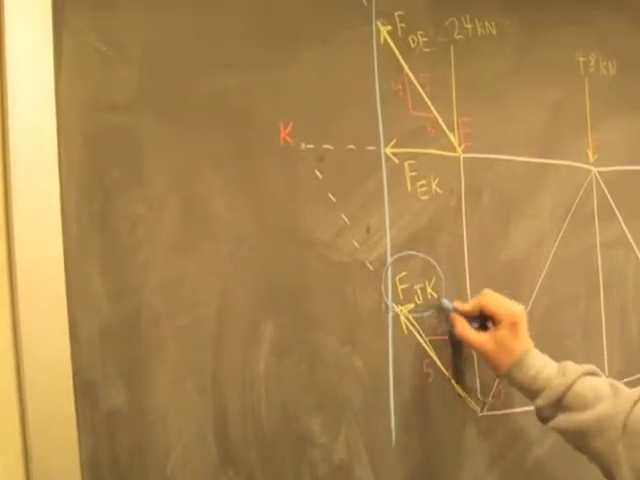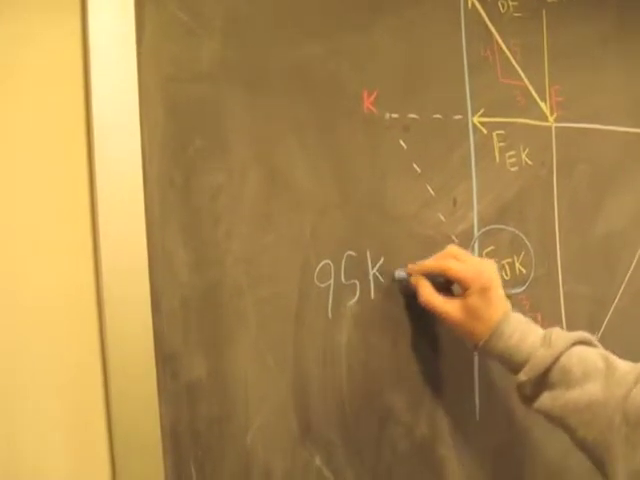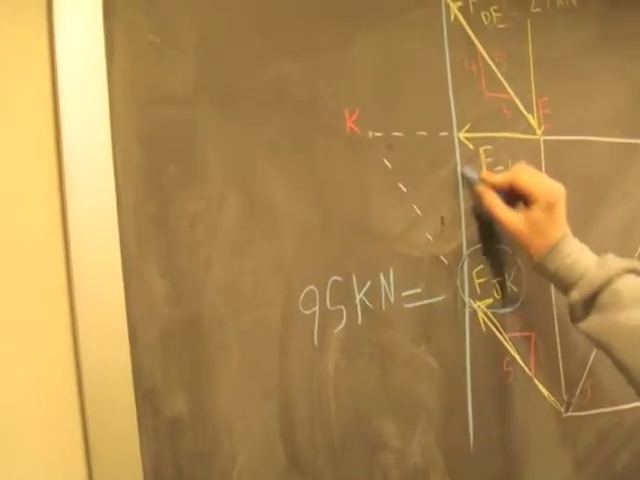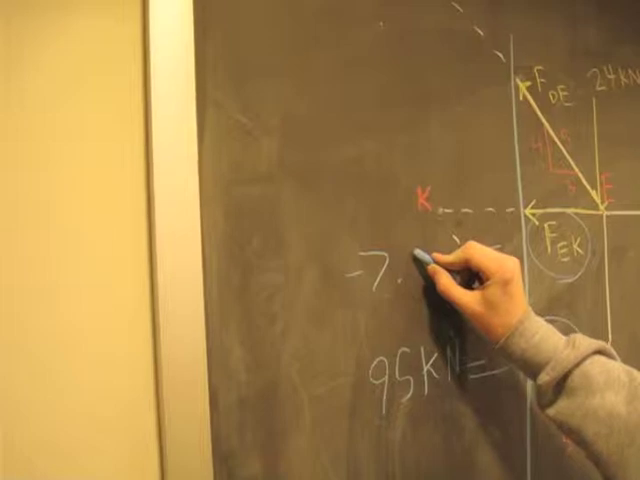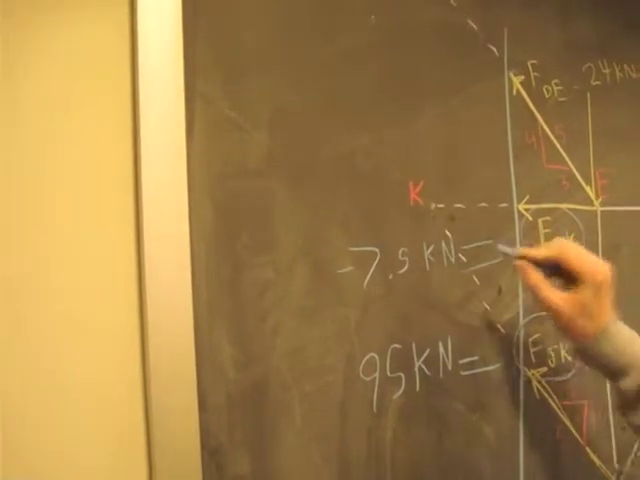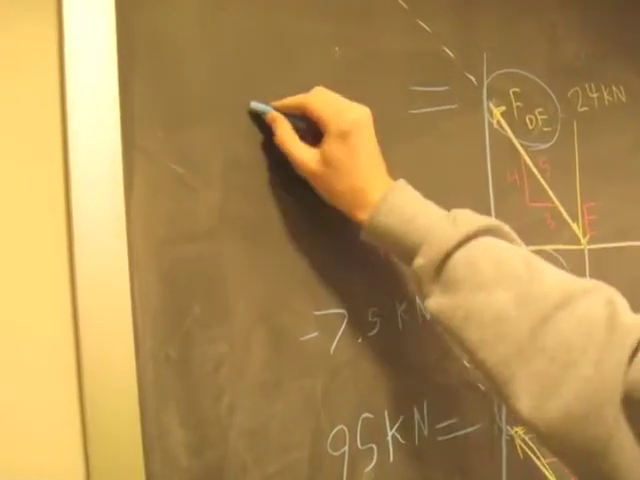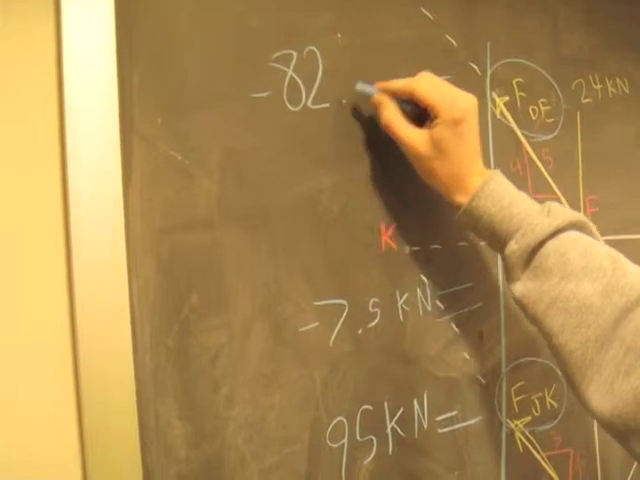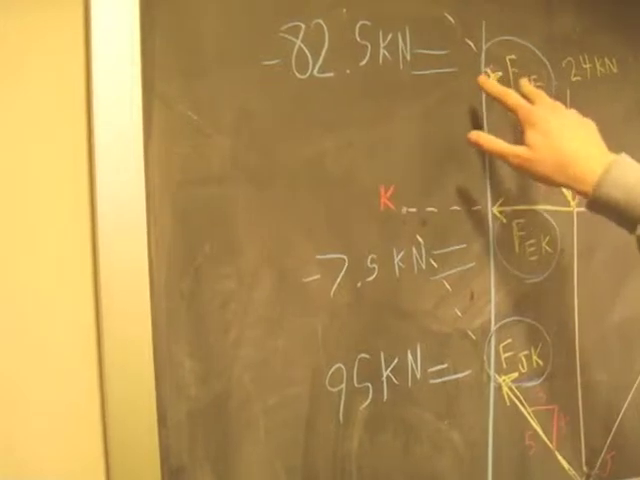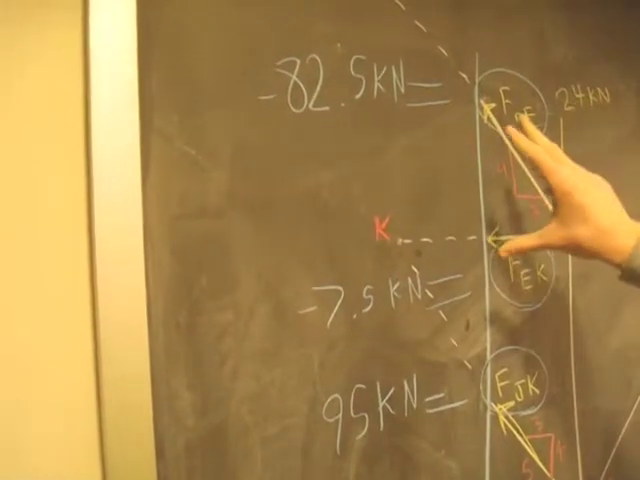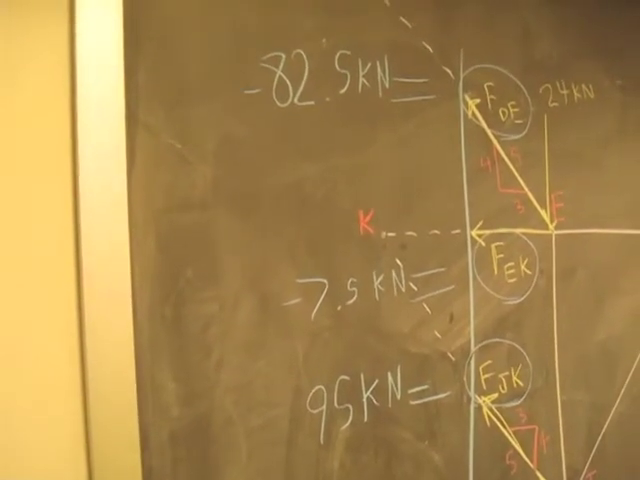So FJK equals 95 kilonewtons, FEK equals negative 7.5 kilonewtons, and FDE equals negative 82.5 kilonewtons. Since FEK and FDE are both negative, that means they are compressive forces, while FJK is positive, which means that it's in tension.